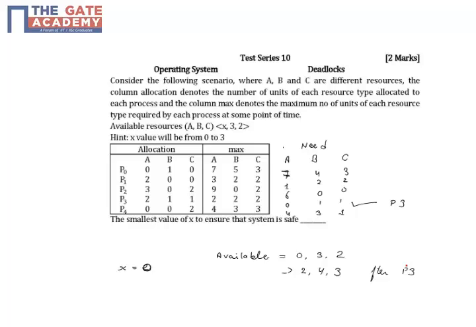With the help of 2, 4, 3, I can now execute my next process, that is P1. You can understand that 1, 2, 2 is the need for P1, so I can execute P1 now. After execution of P1, the allocated resources of P1 will be released and added into available. So the allocation of P1, that is 2, 0, 0, is added, and 4, 4, 3 will be my available resources after P1.